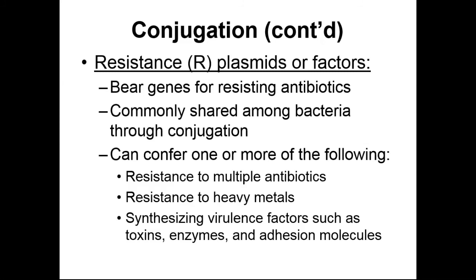There could be heavy metal resistance, maybe resistance to mercury, or copper, or silver, or they can confer a virulence factor. So now that bacterium can start to make adhesion molecules that help it be resistant to phagocytosis, or it can help that bacterium to make an extracellular enzyme or an exotoxin that will break down the extracellular environment and make it more favorable for the bacterium.